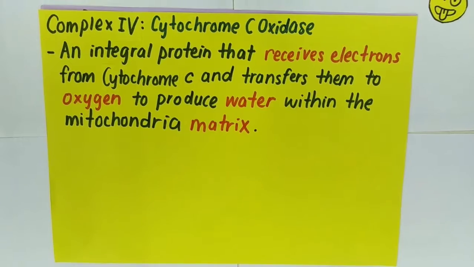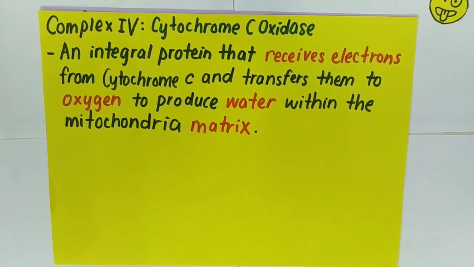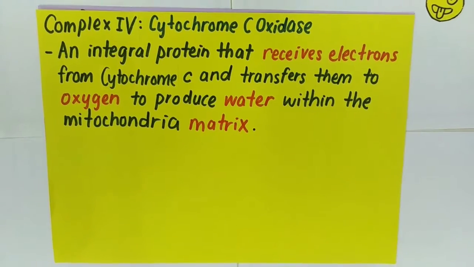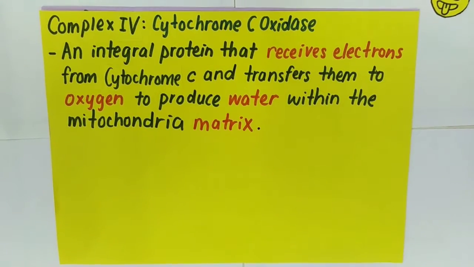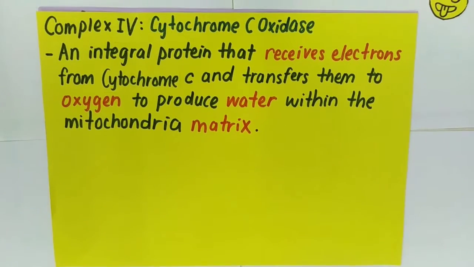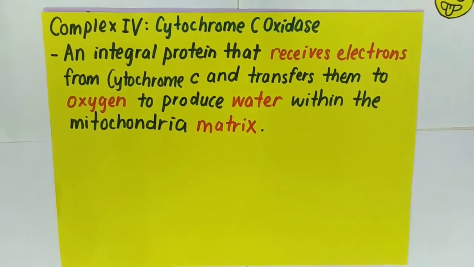Complex 4, cytochrome C oxidase. It is an integral protein that receives electrons from cytochrome C and transfers them to oxygen to produce water within the mitochondrial matrix.